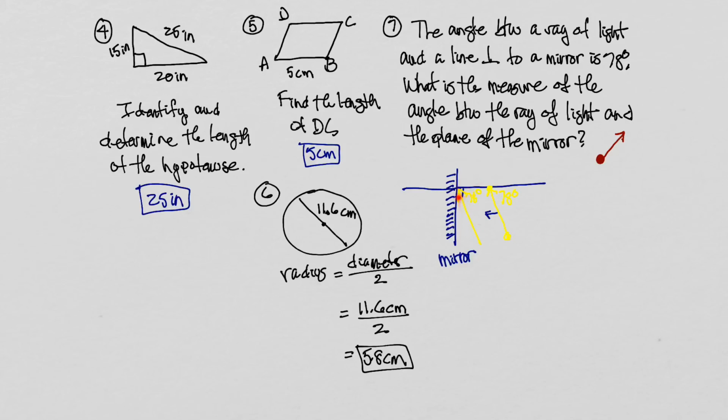Now remember, this is 90 degrees. Do you remember complementary angles? Two angles are supplementary if they add to 180, but two angles are complementary if they add to 90. So what we're looking at then is that this angle right here, that's going to be 90 degrees minus the 78 degrees, which is going to give us 12 degrees.